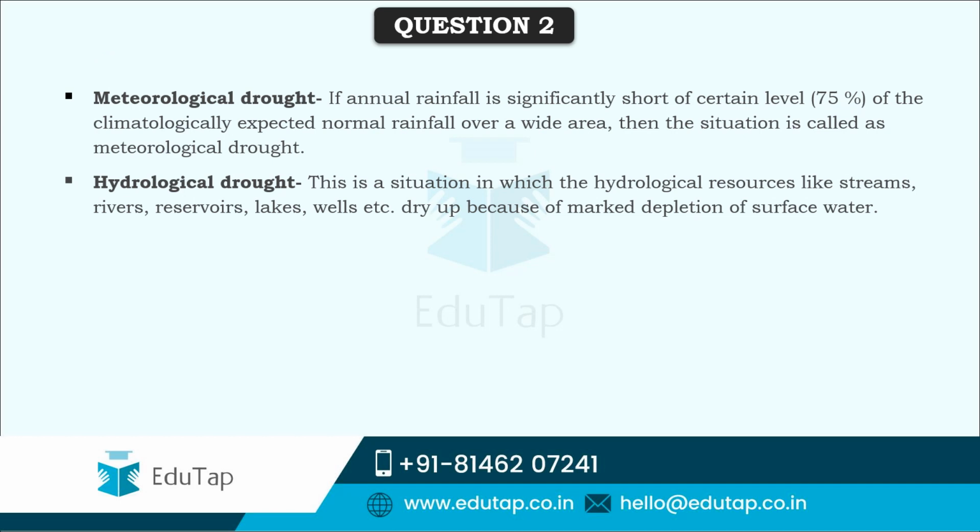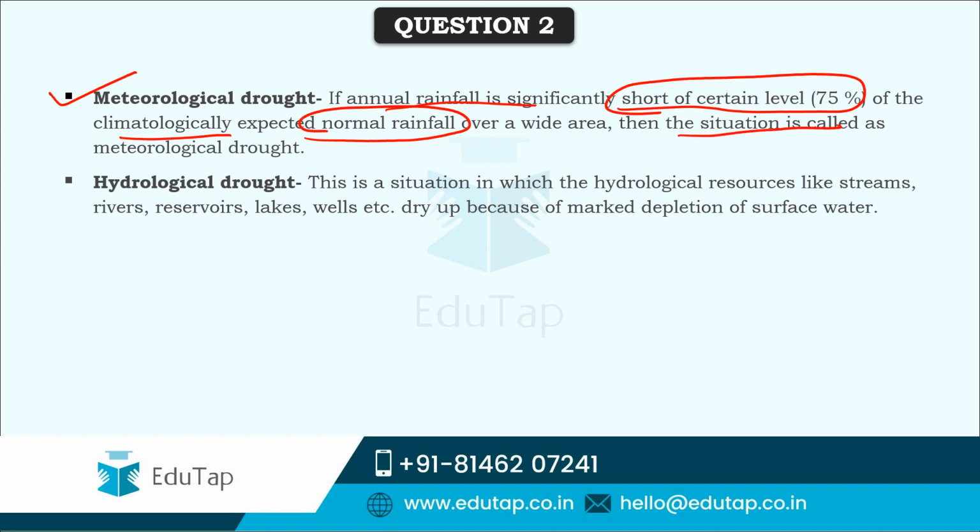And here, based on the effects of drought and what it causes, these can be classified into various types of droughts, of which one we have seen, agricultural drought. Next is meteorological drought. Here, if annual rainfall is significantly short of a certain level, that is almost 75% of the climatologically expected normal rainfall, then such a situation results in a condition called meteorological drought.